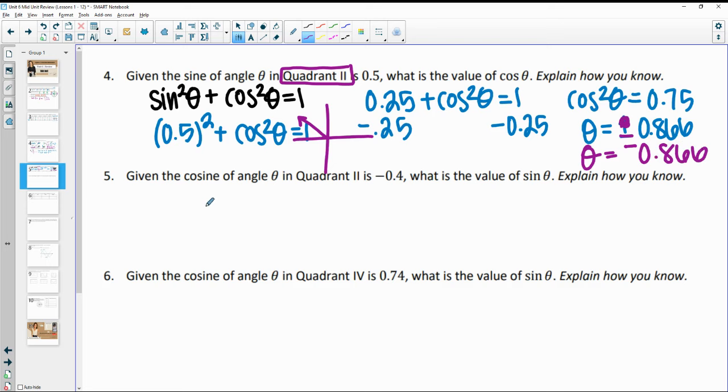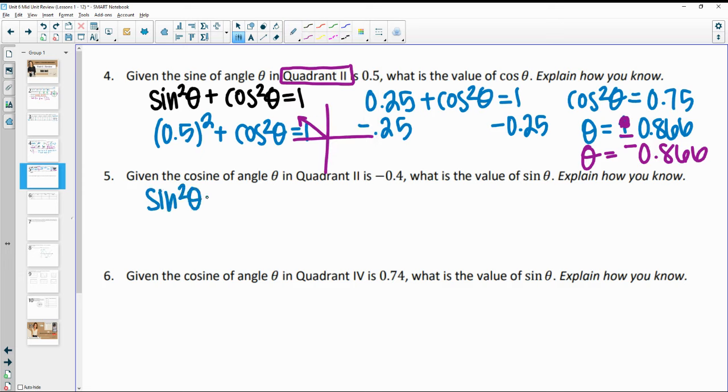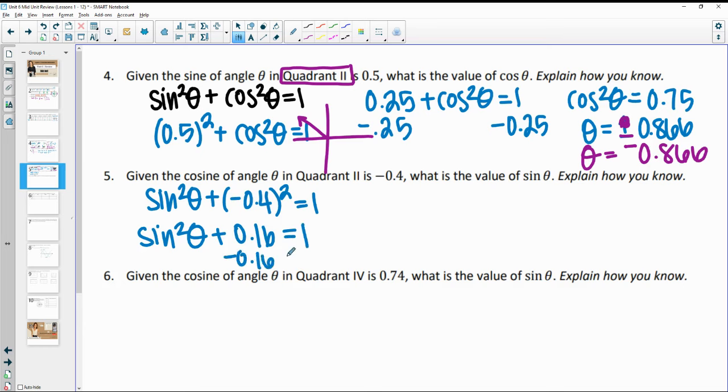Number 5, given the cosine in quadrant 2 is negative 0.4. So we're doing this same kind of idea here. So we're looking for sine squared this time. So sine squared of theta plus negative 0.4 squared equals 1 because that's our cosine. So we have sine squared of theta plus, and 0.4 squared is going to be 0.16, and positive equals 1. So then we'll minus the 0.16 from both sides. So we get sine squared is equal to 0.84.